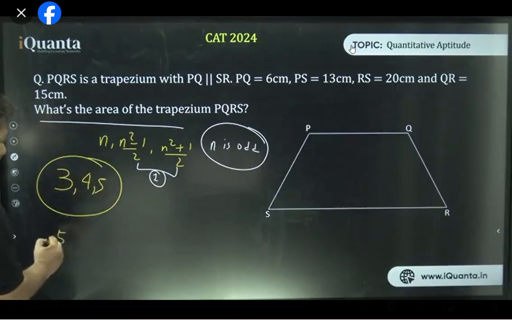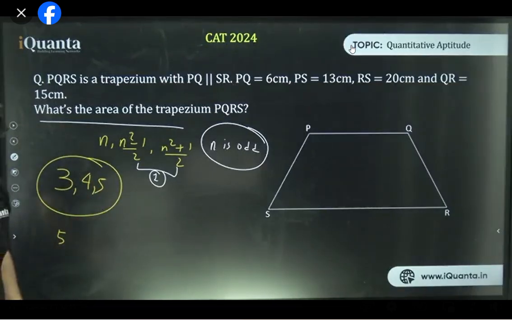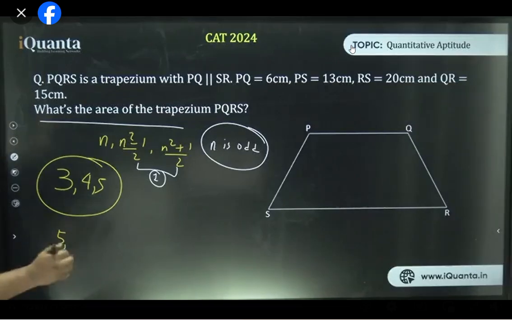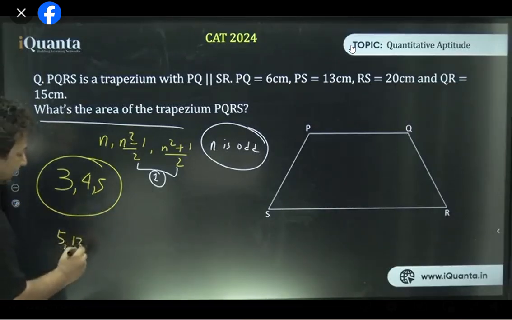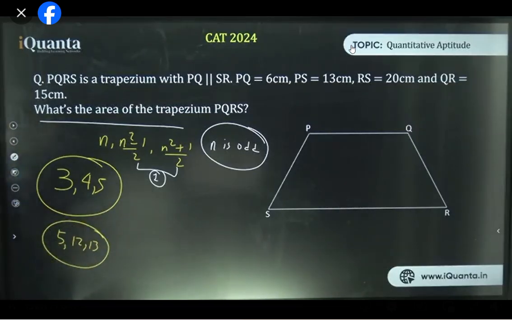Let's take n as 5. What is 5 square? Square of 5 is 25. Break 25 into two parts so that they're 1 unit apart: 12 and 13. See? That's the triplet I was talking about.